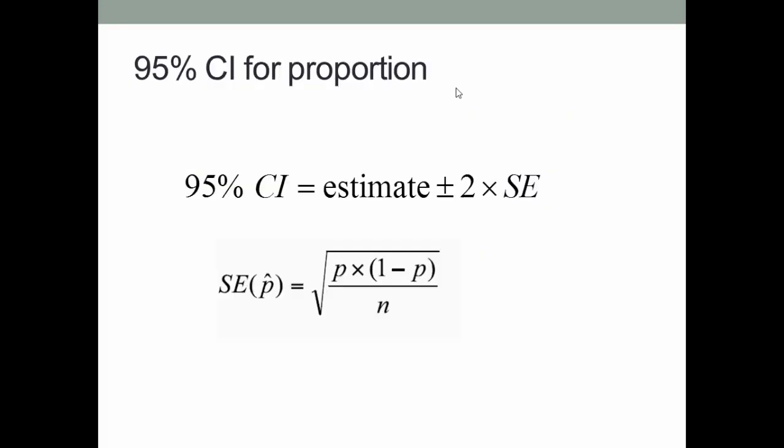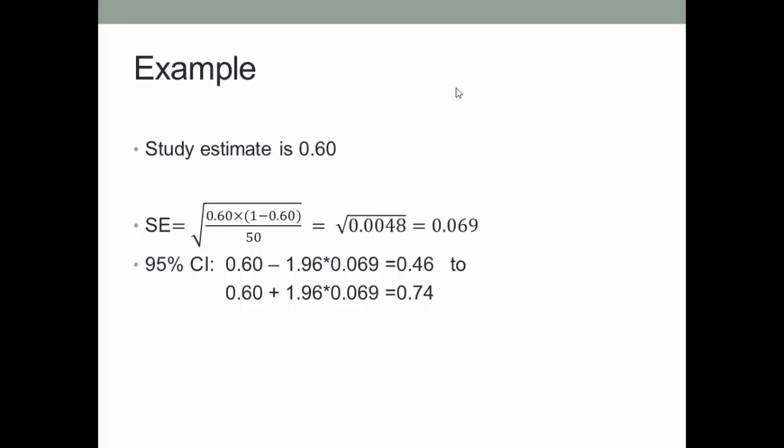So we use this formula here, whereby the confidence interval is our estimate plus or minus 2 standard errors, and our standard error is given by that formula there. Our study estimate is 0.6, that's our estimate of p, so that's p hat if you like. So we put that into the formula for the standard error, and that gives us a standard error of 0.069. And then we simply say, well, if we take our estimate, which is 0.6, and we add and subtract, I've gone back to 1.96 here, 1.96 standard errors, then that gives us a 95% confidence interval from 0.46 to 0.74.